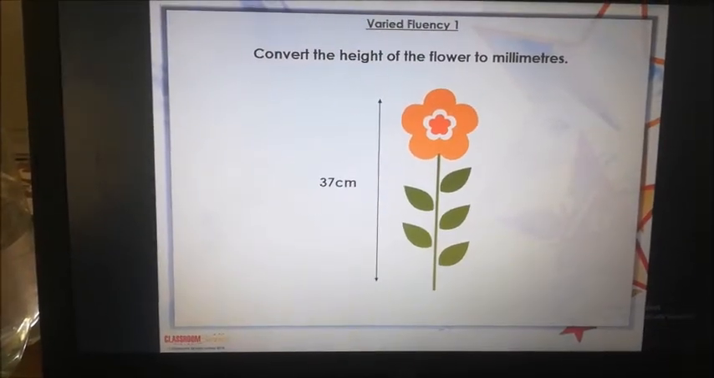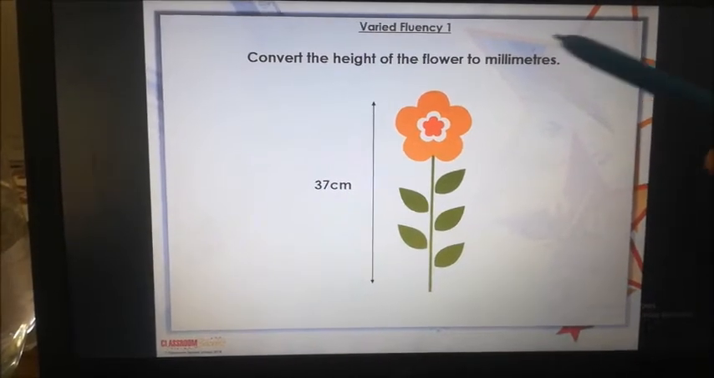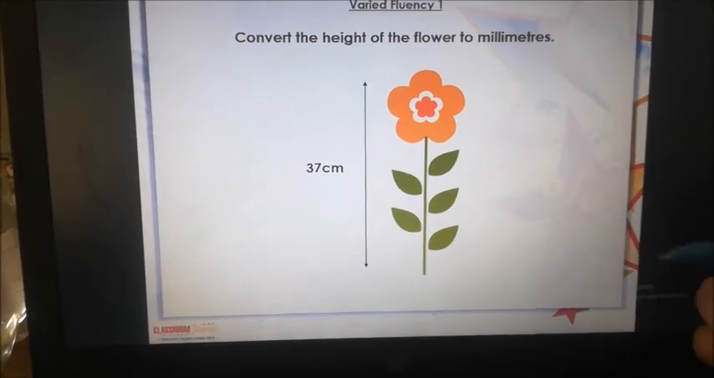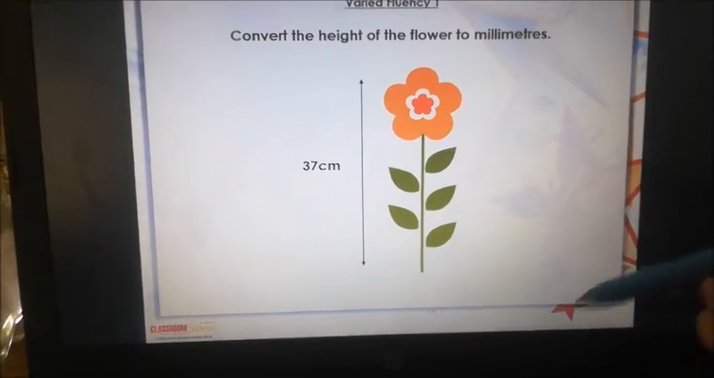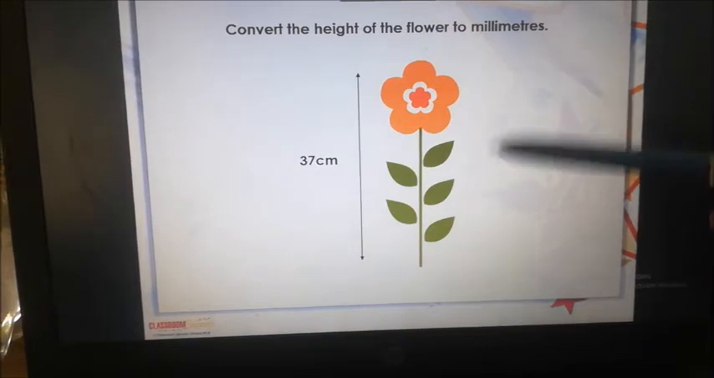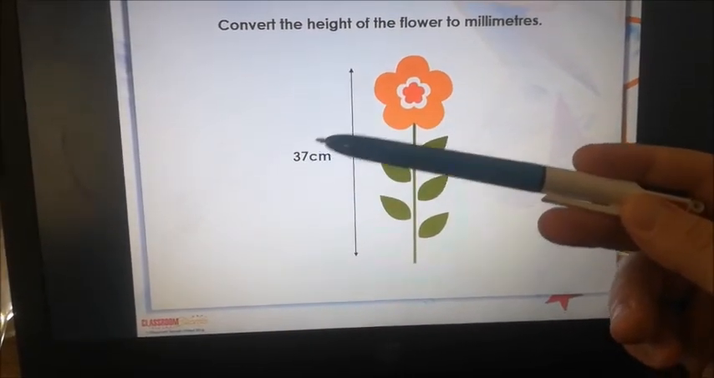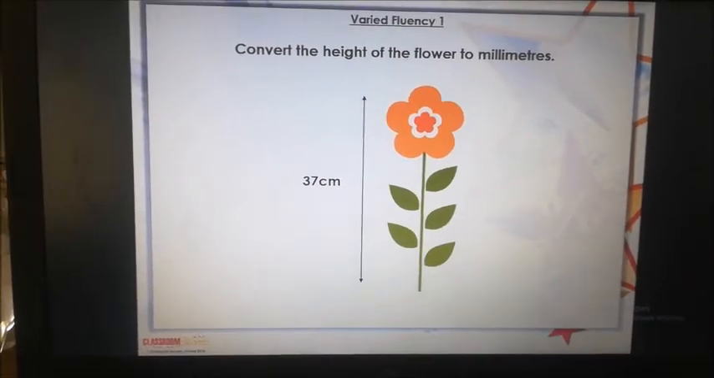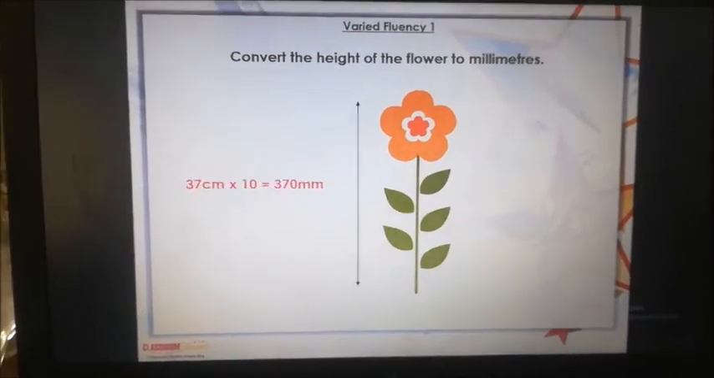Varied fluency one. Convert the height of the flower into millimeters. We've got centimeters. We need to get it into millimeters. If you used the conversion reminders before, millimeters is 1,000th of a meter. Centimeters is 100th of a meter. So what's the difference between these two? 100 to get to 1,000, it's 10 times bigger. So this number here is going to get 10 times bigger. So we'd do 37 times 10 to get the answer into millimeters. Remember, it's a conversion. They both mean the same thing. So we need to work that one out.